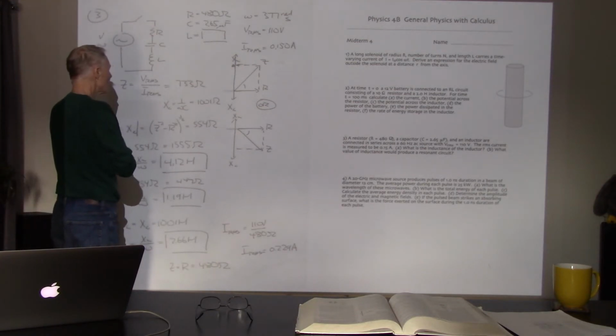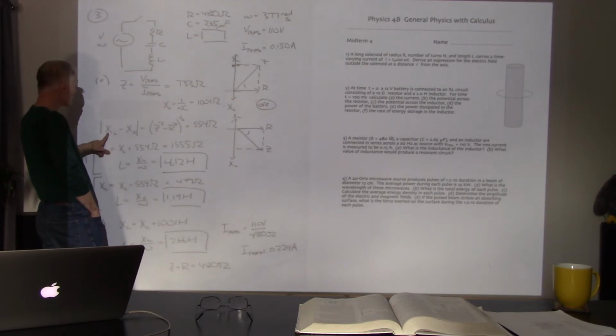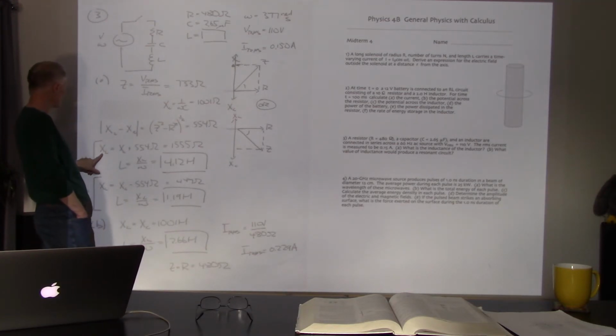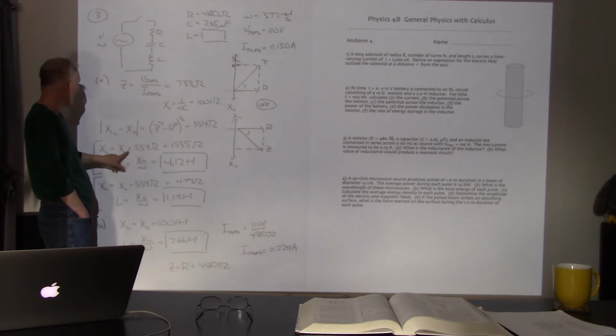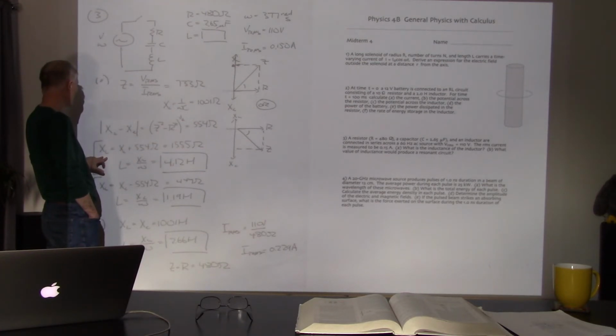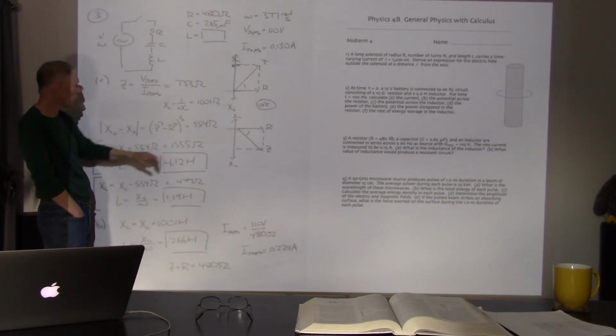Now, there's two possibilities. It could be that X_L is bigger than X_C, or it could be that X_L is smaller than X_C. Those are two distinct possibilities. So it could be that the reactance in the inductor is equal to X_C plus 554. And if I do that and take this 1001, that would say that the inductive reactance is 1,555 ohms.